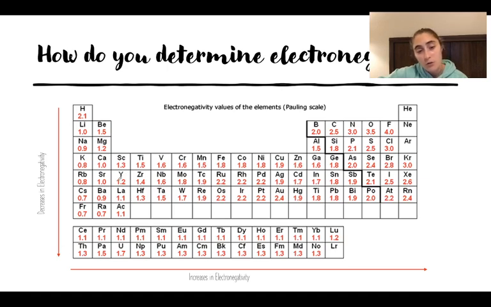So the red numbers are the relative electronegativities of each element on the periodic table. And then the red arrows depict the trend.